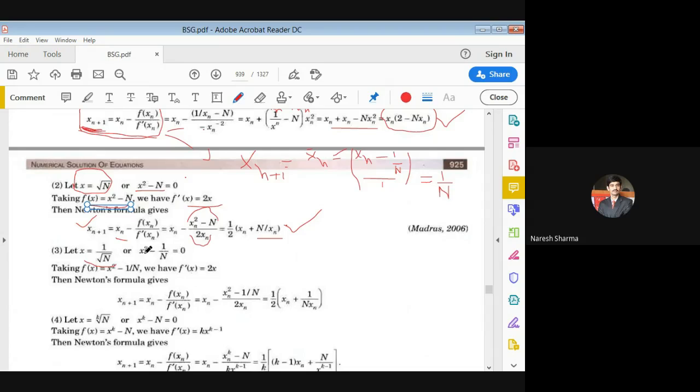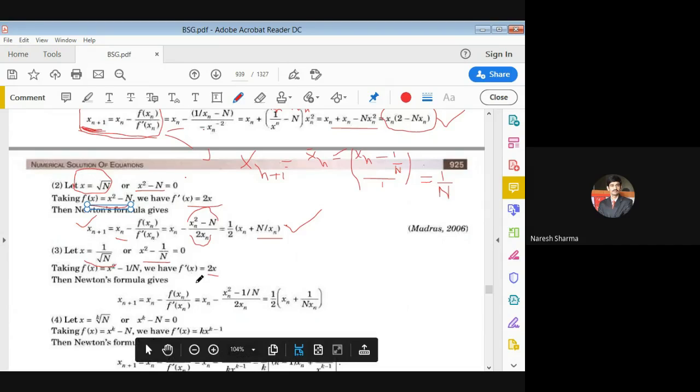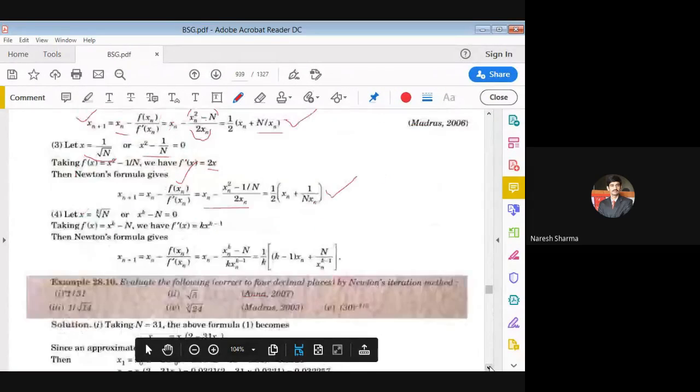Similarly you can derive the same for 1 by under root n. So squaring both sides, just shift 1 by n to the left hand side after squaring. Assume this as f of x, the derivative is 2x. Just put it in the formula, that is x square minus 1 by n divided by 2x. Take the LCM at this stage, you get this as your formula. So similarly you can do for this, try yourself.